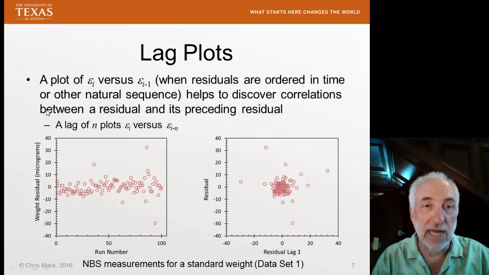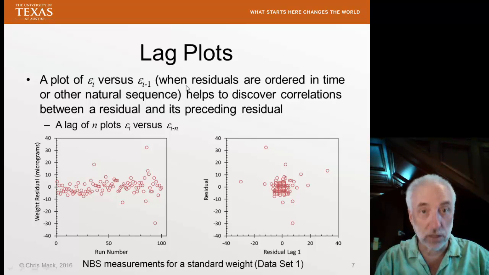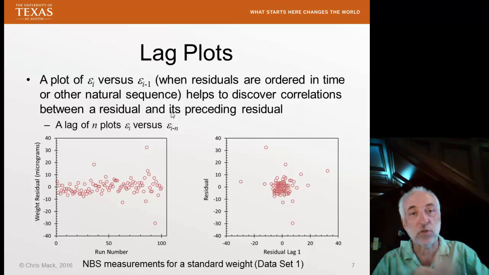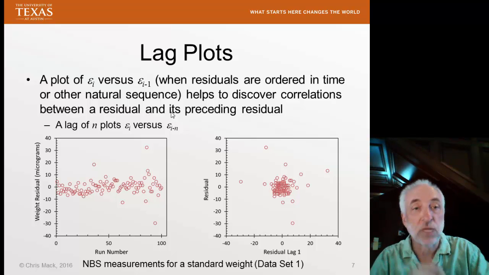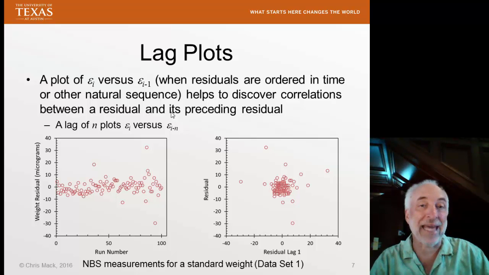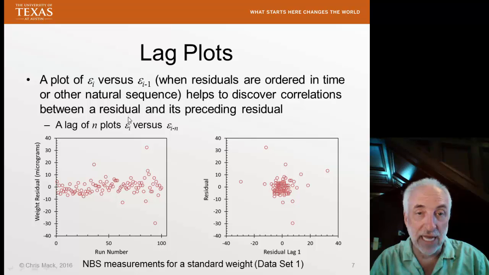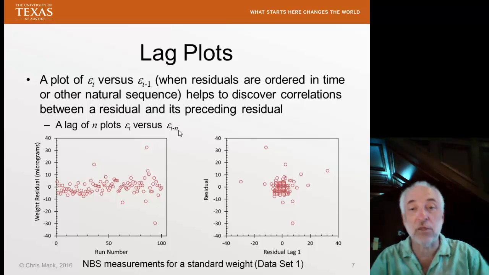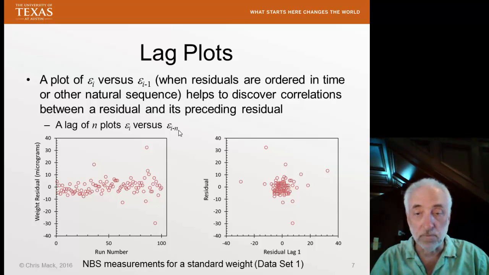So if I plotted e_i versus e_i minus 1, assuming that I've ordered the residuals in their time or other natural sequence, then I can look for that. I can discover relations between a residual and its preceding value. I can do a lag plot of lag 1 or a lag n. Lag n would mean I plot e_i versus e_i minus n. Back 1, maybe 2 or 3 or 4 n values, and I plot one versus the other.